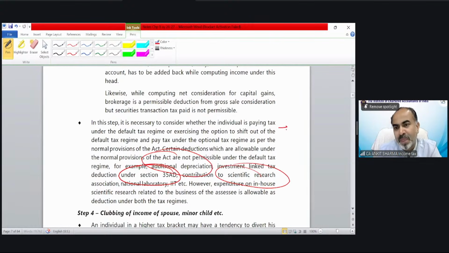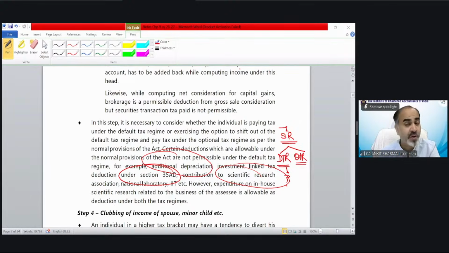Okay, can you tell me what is the difference of deduction available for scientific research in case of the default tax regime and in case of the optional tax regime? Chalo, let me make it simple. Only one kind of deduction is allowed in respect of scientific research under the default tax regime. Which expenses related to scientific research are allowed under the default tax regime, students? Who will tell me? Very good. Lakshmi is saying, Harshal is saying university approved. Wrong, Harshal.